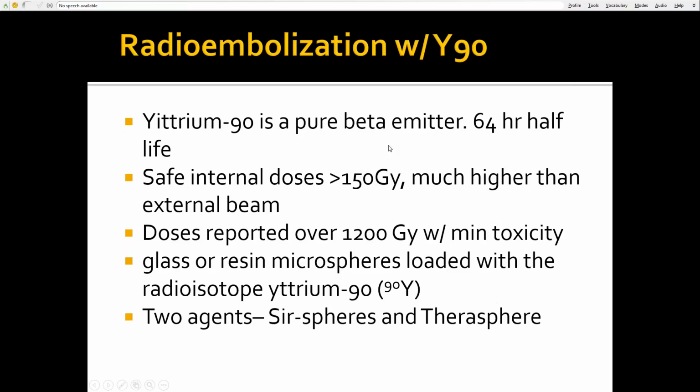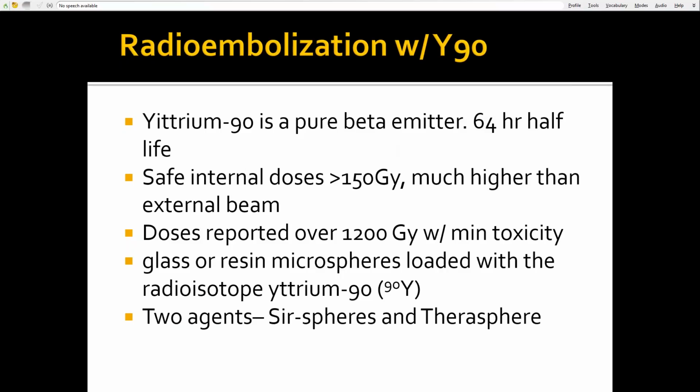The next thing we'll talk about is something called radioembolization. So during my fellowship, we did a ton of radioembolization, and we used agents known as Therasphere or Sirsphere, just depended on the operator and basically the day. I don't know, maybe it was the weather, but either one was utilized to help treat these patients.